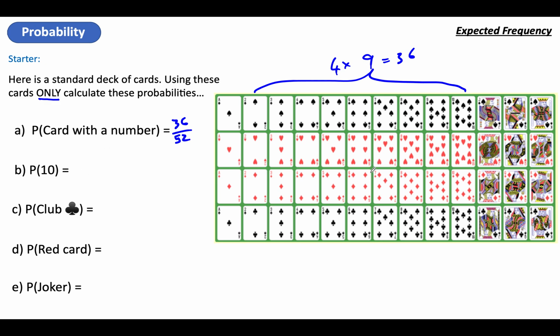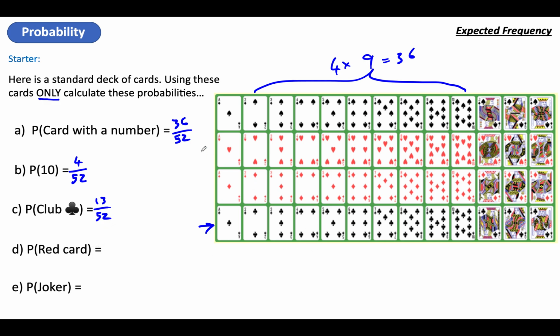Right, what about the probability of a 10? Well, there's 1, 2, 3, 4 of those out of 52. Again, if you've simplified that, anything equivalent to that is fine. So 1 in 13 or 2 in 26. What about the probability of it being a club? Now the clubs are this suit here. I put a little symbol in case you didn't know. And there are 13 of those out of 52 cards, or you might have simplified it to a quarter.